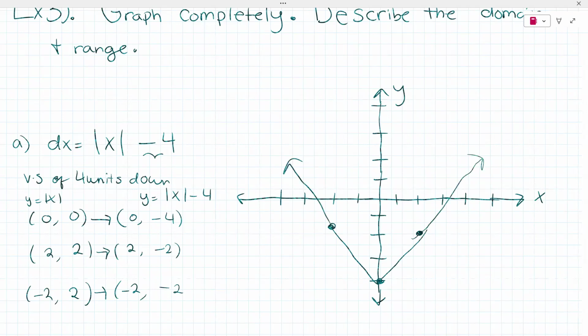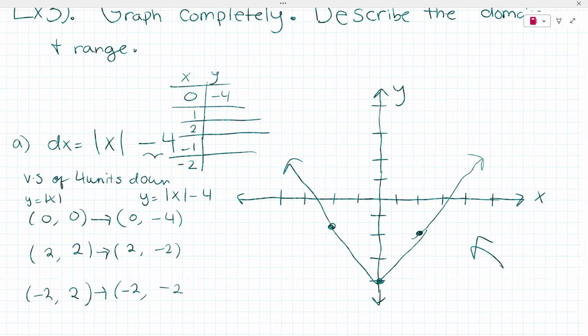Okay. Now, if that confuses you, what you could do is just make a simple table. And what I recommend is using 0 as one of your x coordinates. So 0 comma -4, that would be -4. And then I recommend using some positive x values. So you can use +1, +2, and then use some negative x values like use -1 and -2. Okay. And somehow you're going to get this kind of V-shaped graph.